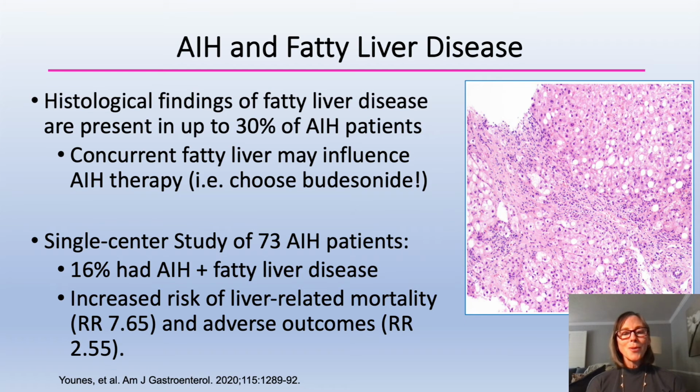For example, we may choose Budesonide if possible because it has less side effects such as excessive weight gain compared to Prednisone. A recent single-center study of 73 patients with autoimmune hepatitis found that 16% of them also had fatty liver disease, and those that had fatty liver disease had a significant increased risk of liver-related mortality and other adverse or poor outcomes.